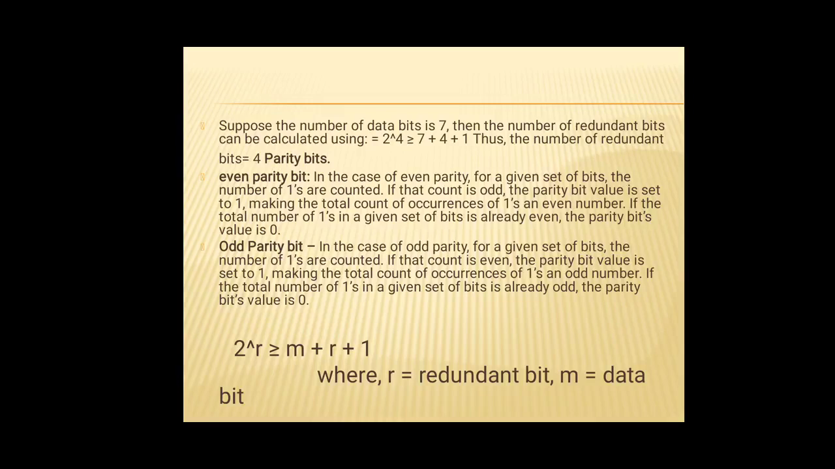It can be done by two types, even parity bit and odd parity bit. In the case of even parity bit, for a given set of bits, the number of ones are counted. If that count is odd, then the parity bit value is set to 1, else it will be set to 0. And in case of odd parity bit, if the number of ones is counted and that count is even, the parity bit value is set to 1, else it is set to 0.